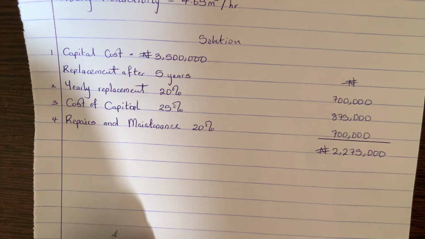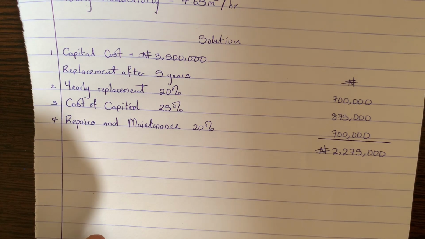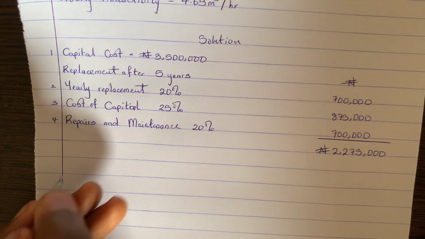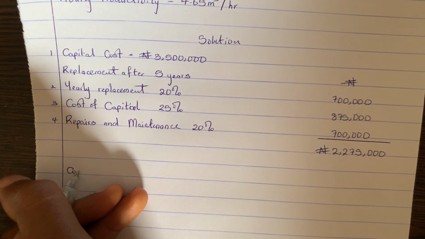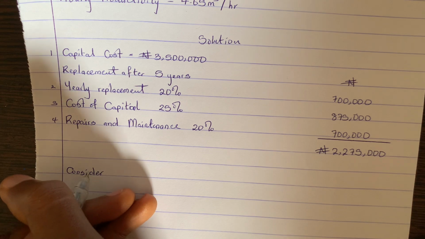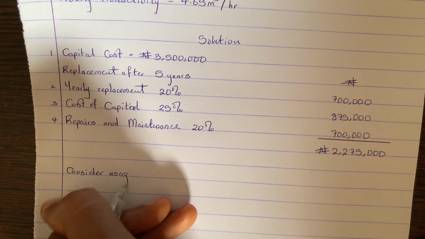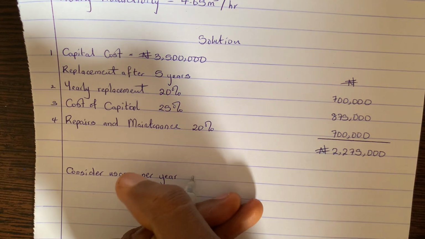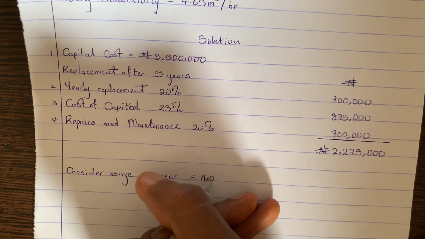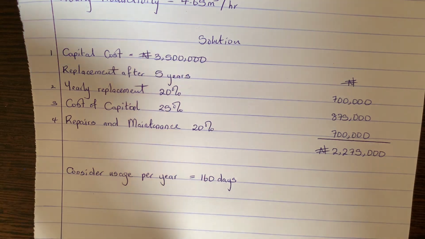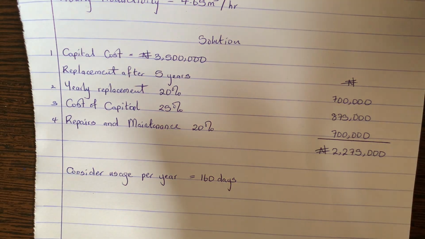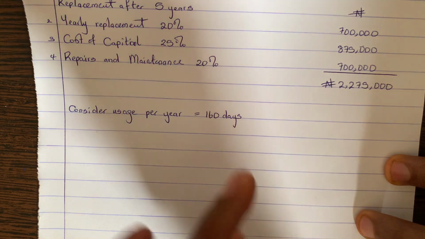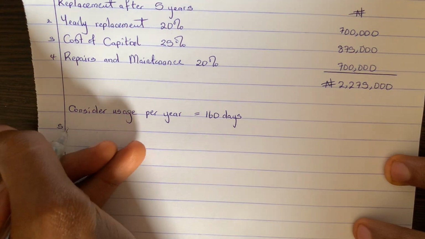So what can we say now? We can now assume that in a year we are going to be using this concrete mixer for what? 160 days. So we can now say, consider usage per year is equal to what? 160 days. So since in a year we are going to be using this machine for 160 days, we can now say what would be the cost per day.